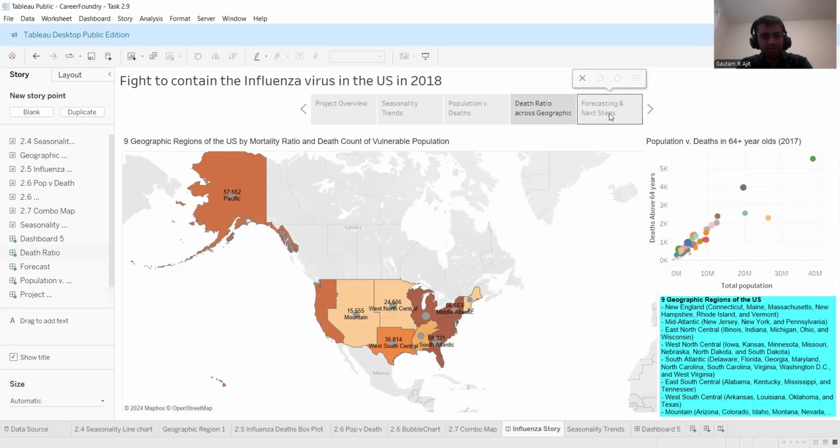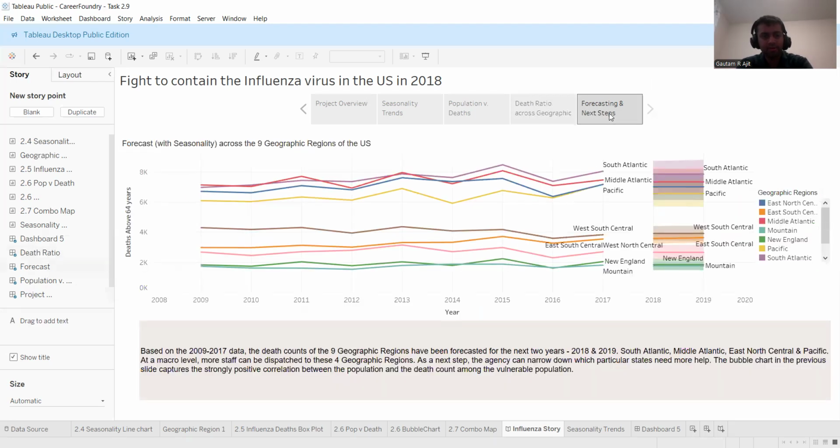Now, we have come to the conclusion of this presentation, and here we will address the objective of this project, forecasting the spread in 2018. We can see that out of the nine regions, four are doing very poorly: South Atlantic, Middle Atlantic, East North Central, and the Pacific. Reiterating the previous observation, the coastal regions of the US are more vulnerable. Dispatching staff accordingly may help contain the spread.